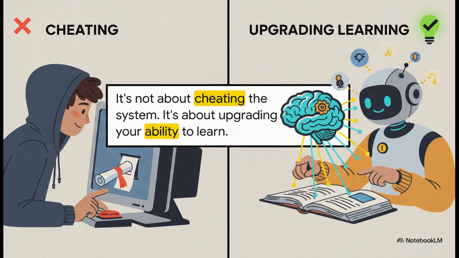Okay, so let's get something straight right from the get-go. This is not about cheating. Just handing in an AI summary as your own work, that's plagiarism, plain and simple. The real goal here is to use these tools like a superpowered study partner, a research assistant that helps you preview, review, and analyze texts on a scale that was, honestly, impossible before.